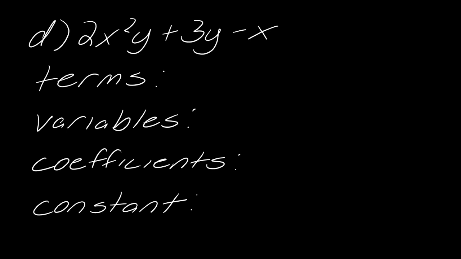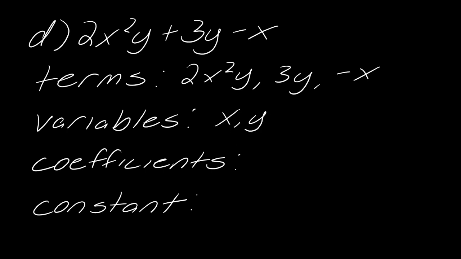All right, I've got just one more example here: 2x squared y plus 3y minus x. The terms in this case, I've got three terms: 2x squared y, 3y, and negative x. My variables in this case would be x and y. Now, the coefficients here would be 2, 3, and then once again that -1 that we know is there in the background.